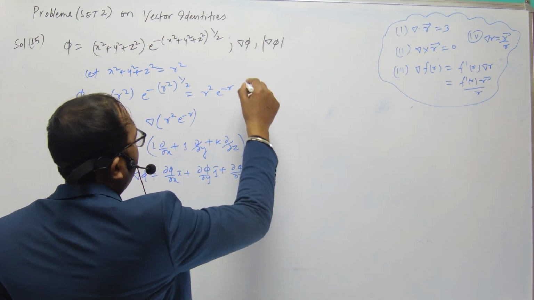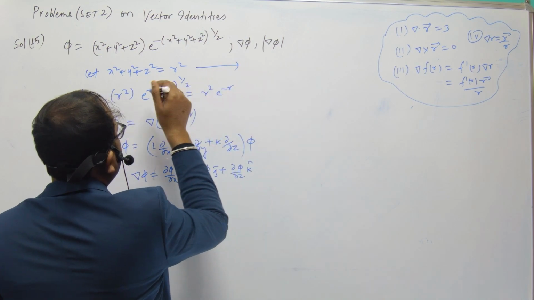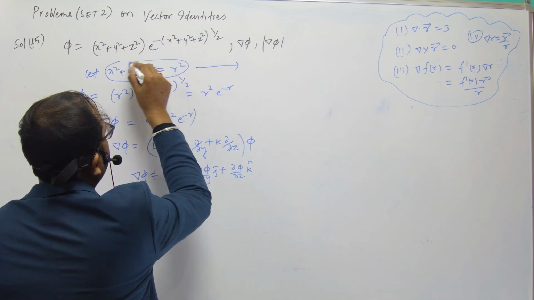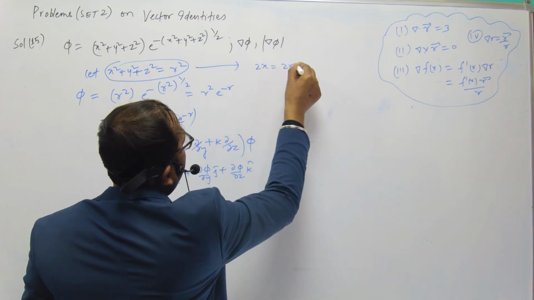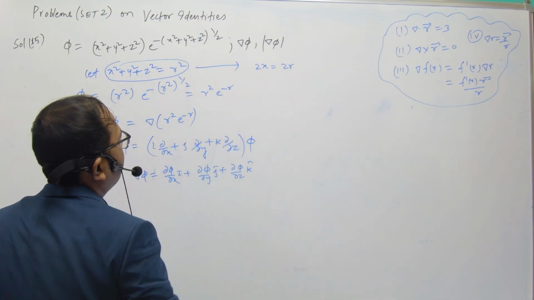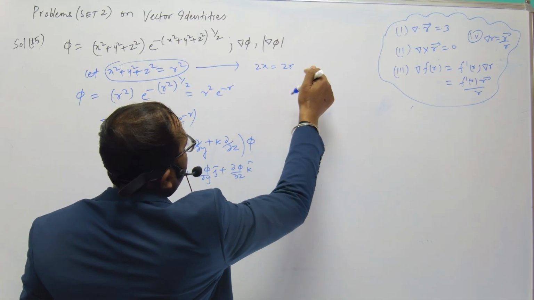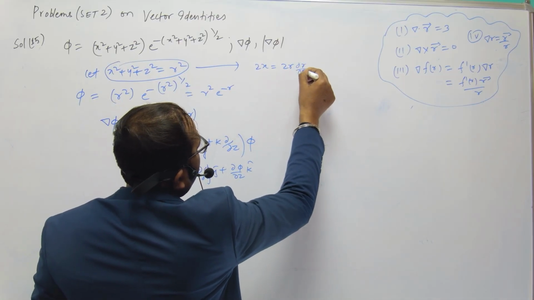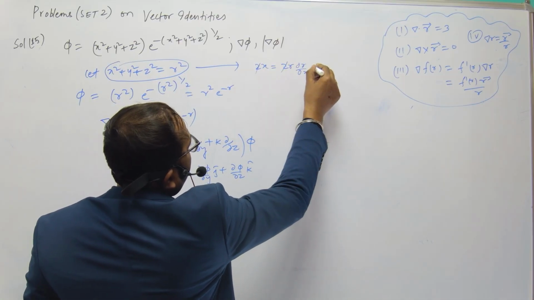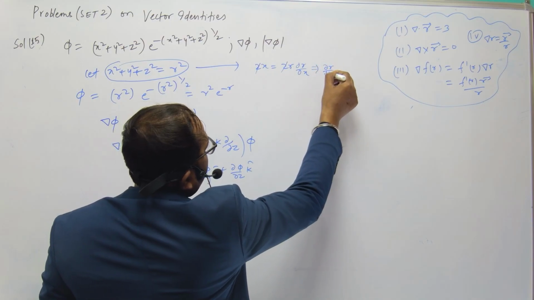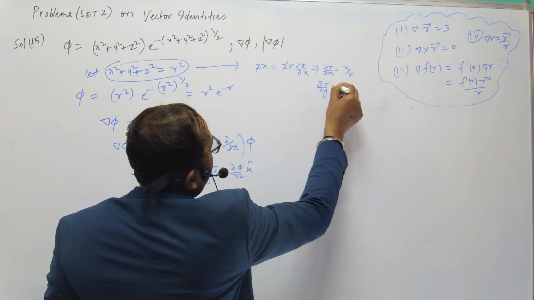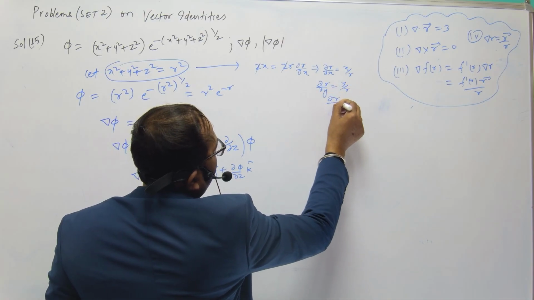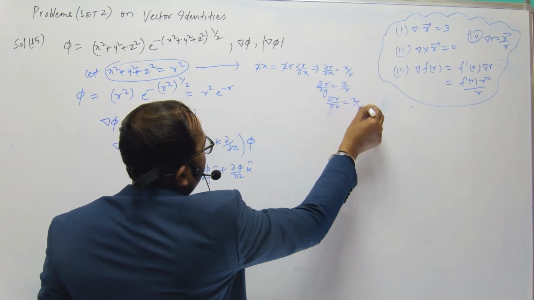From this expression, let us differentiate. We have x square plus y square plus z square equal to r square. Differentiating with respect to x, 2x is equal to 2r del r upon del x. So from here, del r upon del x is equal to x upon r. Del r upon del y is equal to y upon r. Del r upon del z is equal to z upon r.